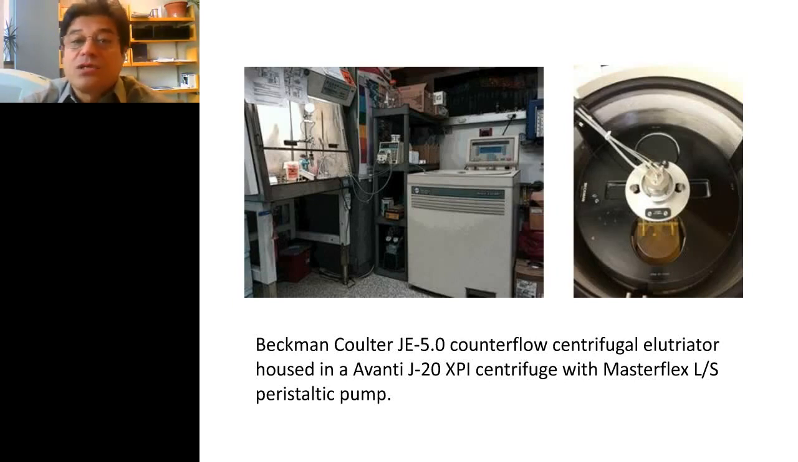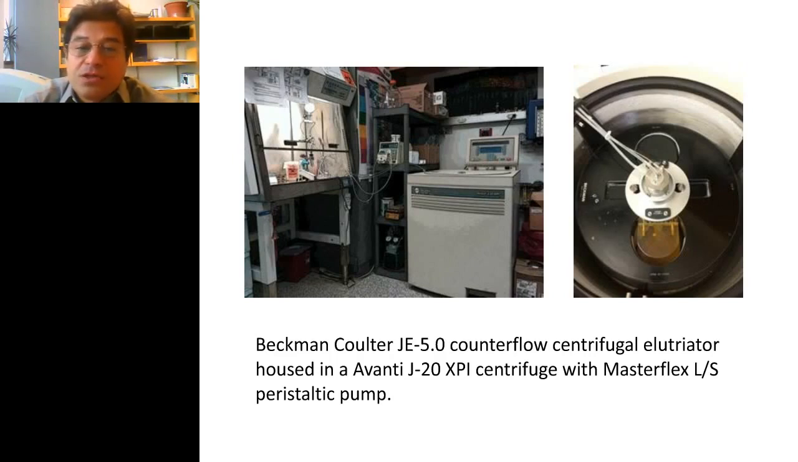So this is the actual setup in our laboratory, and we can point out a few of the components here. This is a Beckman Coulter Avanti J20 XPI centrifuge. It's a refrigerated, standard large format centrifuge. The XPI modification helps for the elutriation by adding a strobe light, which you can't see, but it sits underneath the amber colored chamber.